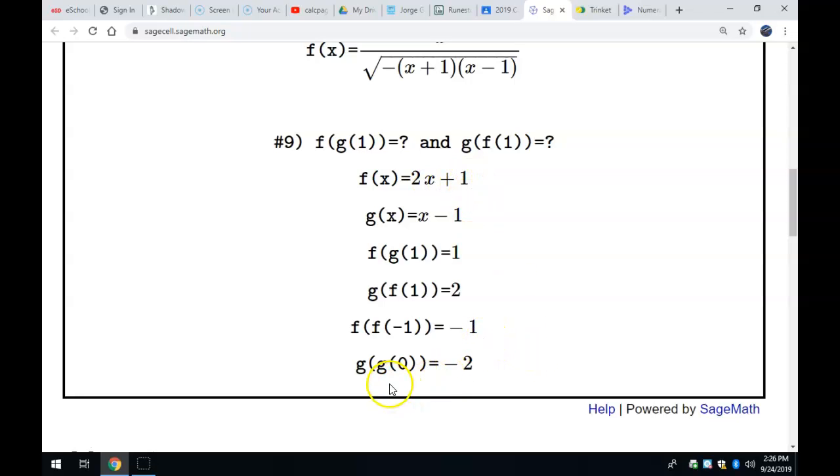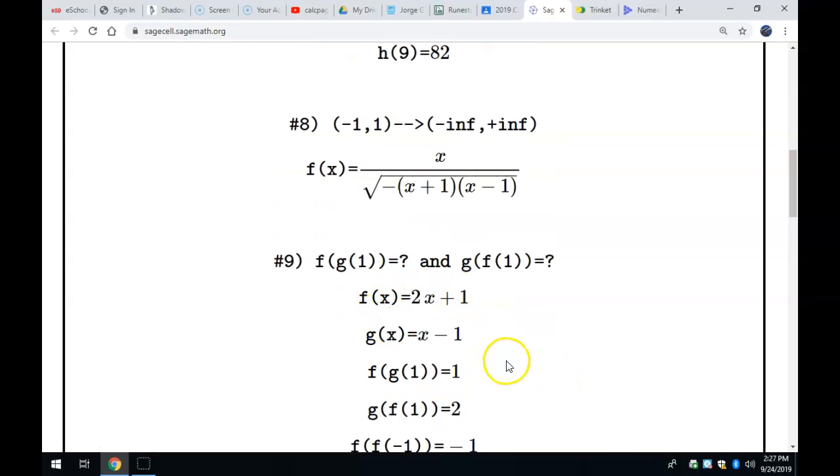Okay. What if we do g of g of 0? Take 0, plug it into g. So 0 minus 1 is negative 1. Take that answer, plug it back into g. Negative 1 minus 1 is negative 2. Perfect. Okay, so you can do any old composition you want, algebraically or numerically. This is mainly numeric.